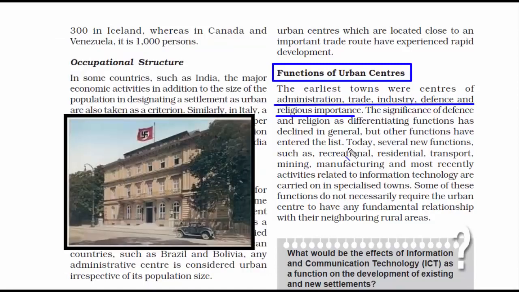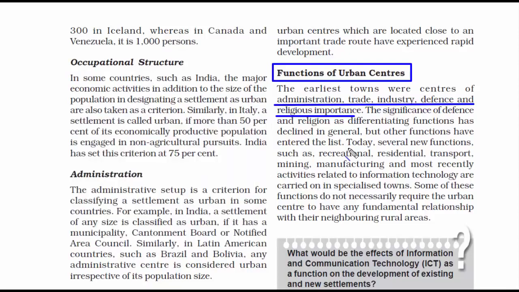Then during the time of Adolf Hitler in Germany, his headquarters was based in Munich. It was a metropolitan city back in the Nazi rule. So you see, the functions of an urban center were always from the point of view of trade, exercising rule and power. All of those purposes.